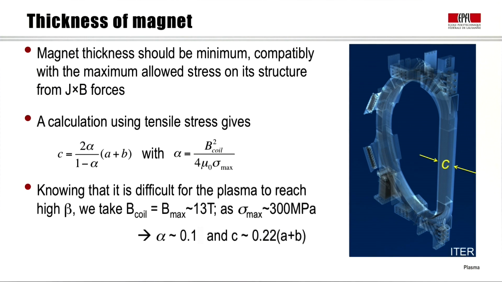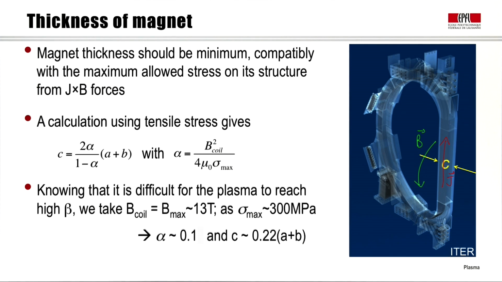We would like that to be minimum, but we would like to be compatible with the maximum allowed stress on the structure of the magnet itself, stress that comes from the J cross B force. In the magnet, of course, there will be current that will flow, and this current will produce a magnetic field with which it will interact to produce a J cross B force. This is the force that's responsible for the stress.